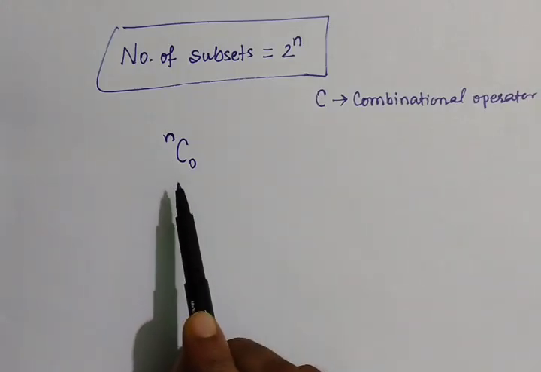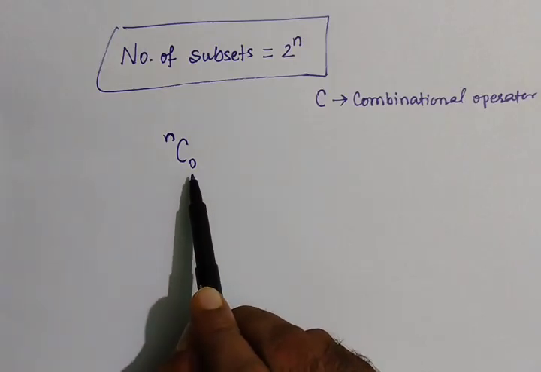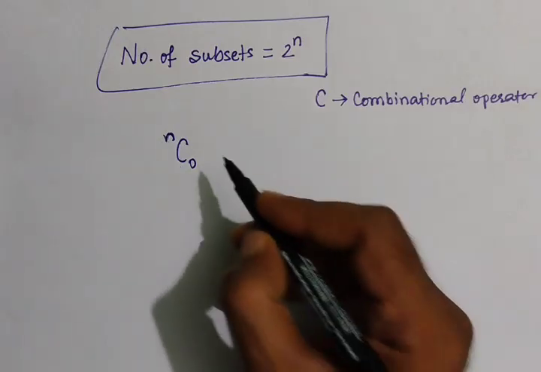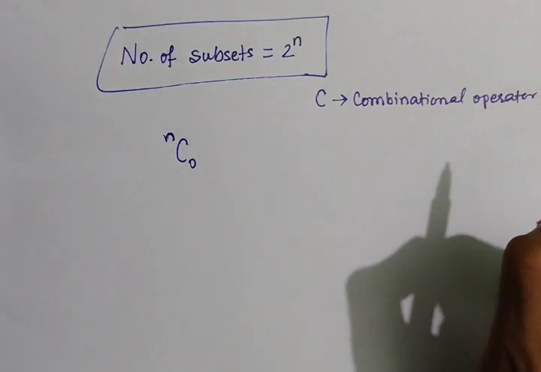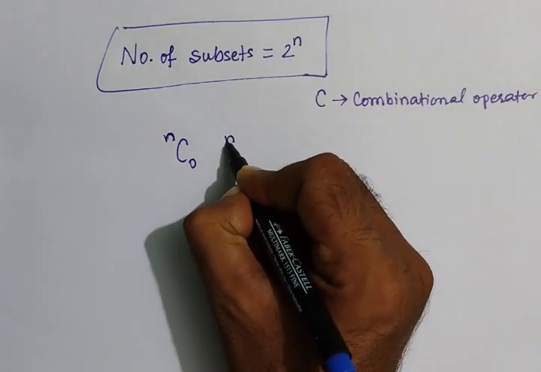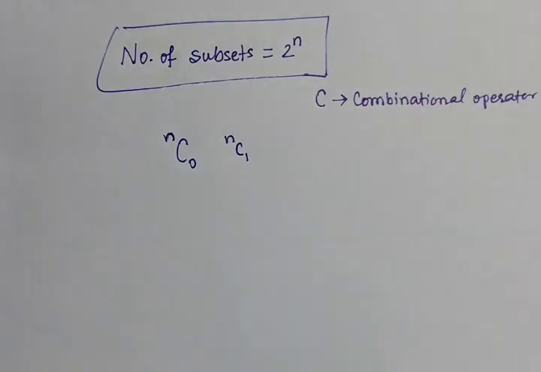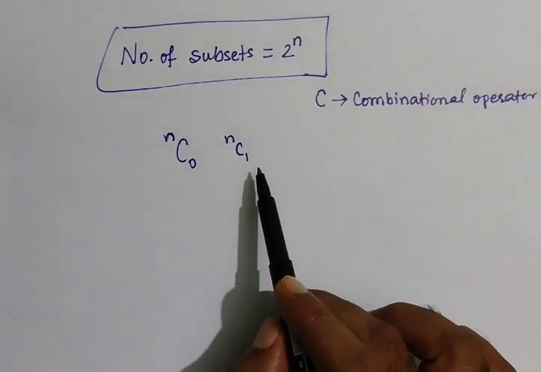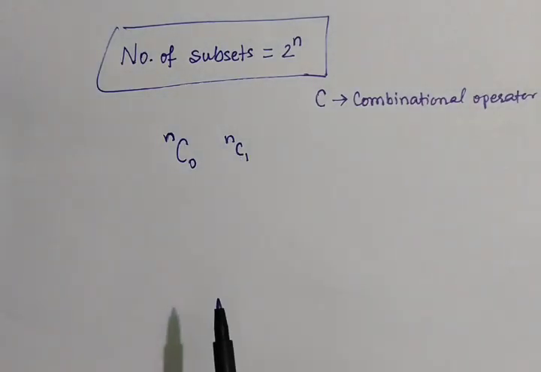So what is the meaning of nC0? Selection of 0 things out of n things. Suppose we have to write selection of 1 thing out of n things using this operator. How will we write it? nC1. The meaning of nC1 is selection of 1 thing out of n things.